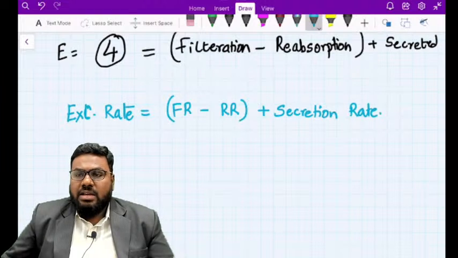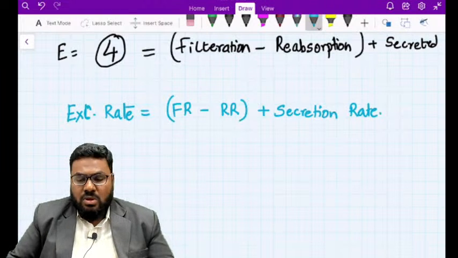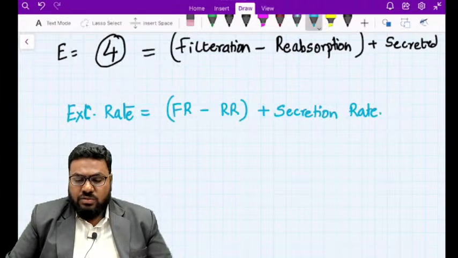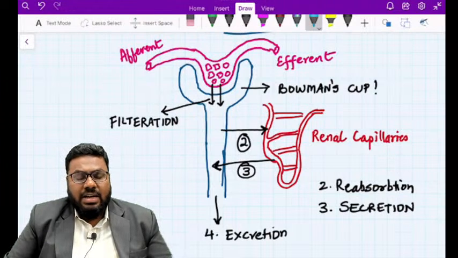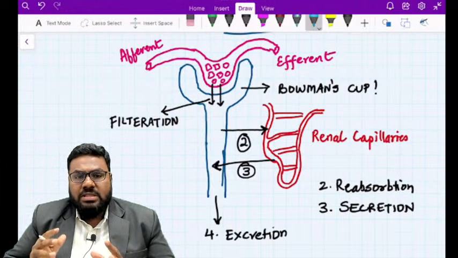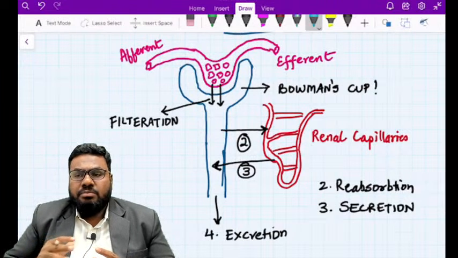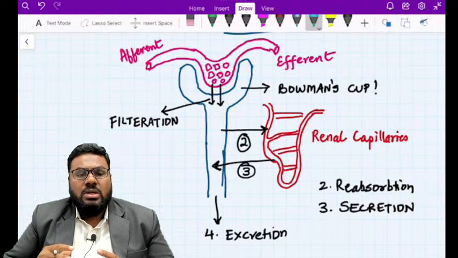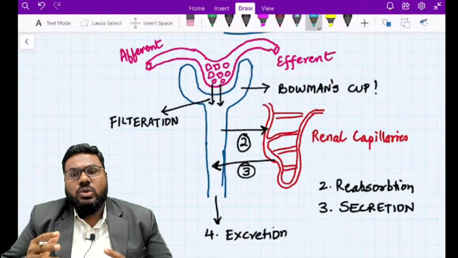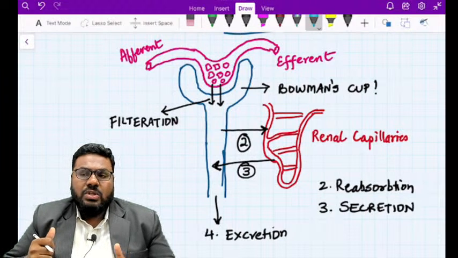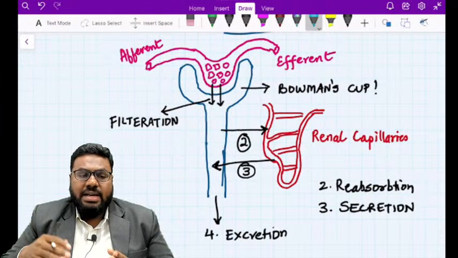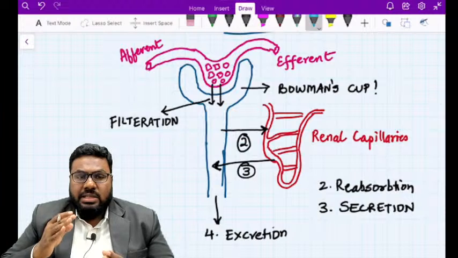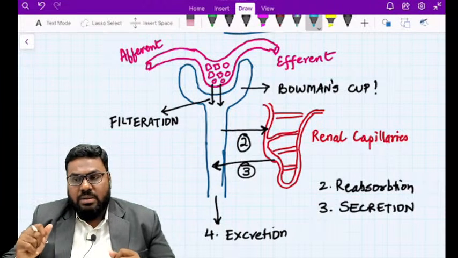Please remember that filtration is driven by the Starling's forces. The ultrafiltrate that is formed in the Bowman's cup, the Bowman's space, the Bowman's capsule, passes through the proximal convoluted tubule, the loop, the distal convoluted tubule, and then the collecting duct. While it is passing, it may get reabsorbed or some substances might get secreted into the tubule, and the final product is excreted out as urine.